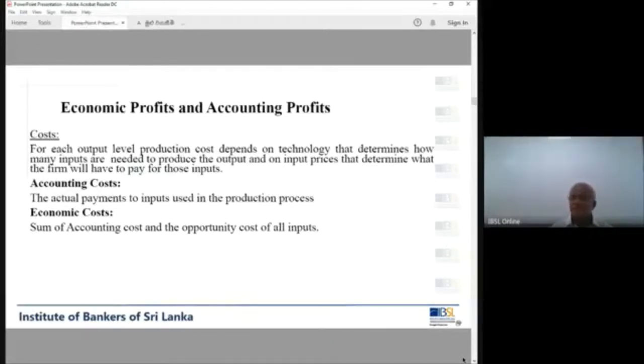But the accounting cost is the actual payments to inputs used in the production process: raw materials, electricity, water, then again the service fees, salaries and wages, right? Economic cost, this is important, is the sum of accounting cost plus the opportunity cost of all inputs, all factors of production, right?